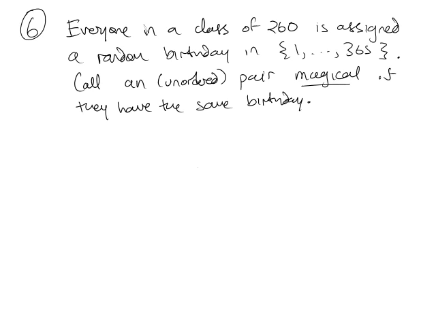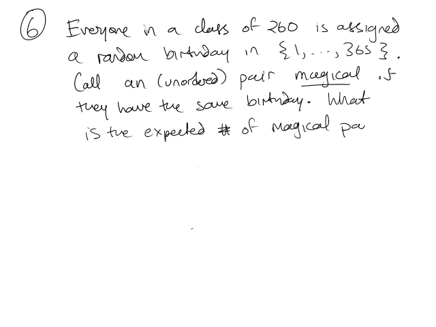So by unordered, I mean that if you have two people, Alice and Bob, that's the same as Bob and Alice. And the question is, what is the expected number of magical pairs? Okay, so again, right now this is written in English.